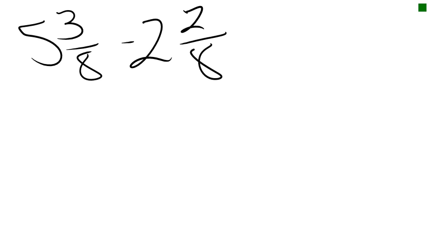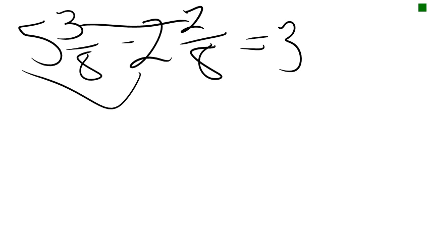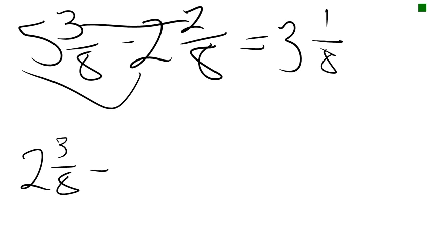Alright, we have 5 3/8 minus 2 2/8 here. I'm going to subtract out the whole numbers. The 3 comes straight across. 3 minus 2 is 1. Our denominator stays the same. Okay, so let's go with a 2 3/8 minus 5 2/8.